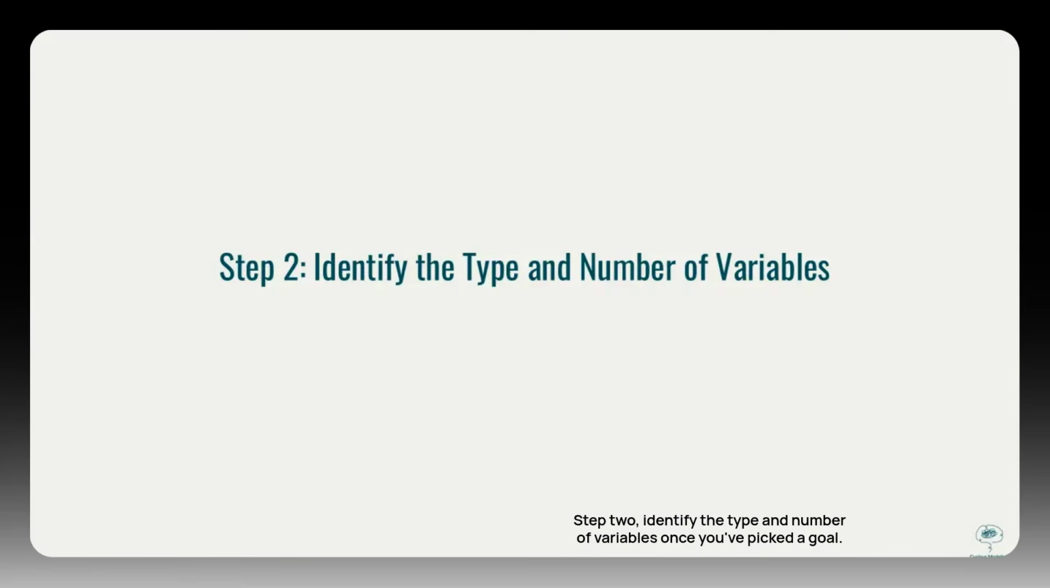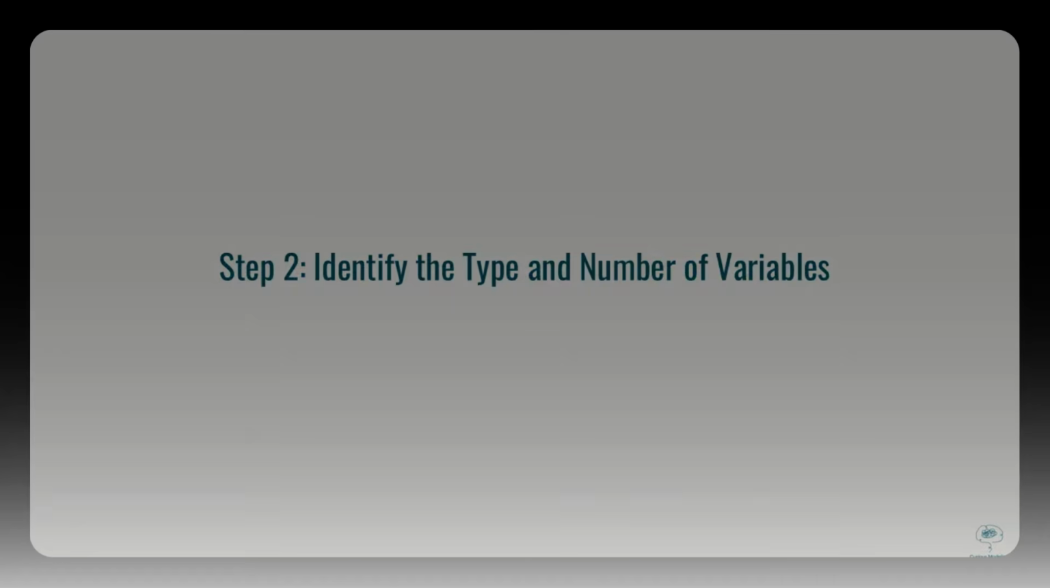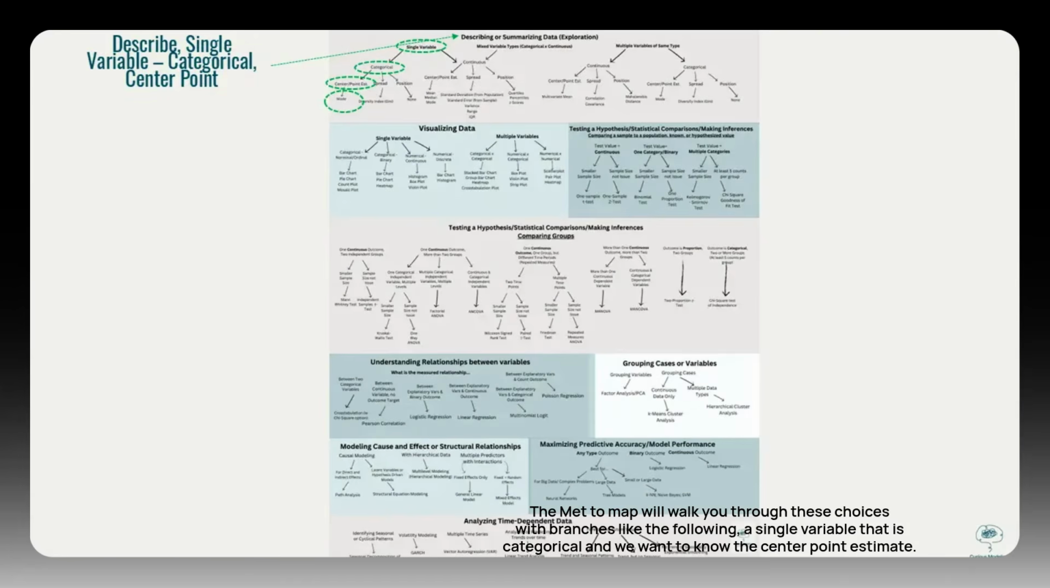Step 2, identify the type and number of variables. Once you've picked a goal, the next set of decisions involves your variables. Ask, how many variables are involved? 1, 2, or more? What type is each variable? Is it categorical, like gender, yes/no, or the major selected? Or is it continuous, like GPA, income, or height? The method map will walk you through these choices with branches like the following.